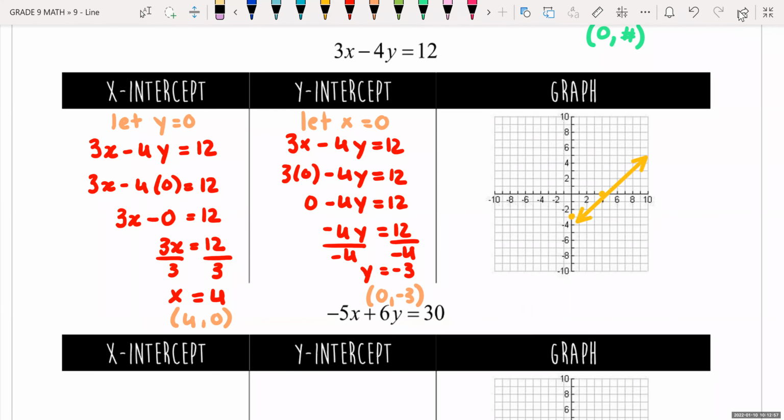I'm now going to get my ruler. I'm going to make a nice line going through, and then I'm going to label it with the original equation because we didn't rearrange it: 3x minus 4y is equal to 12.